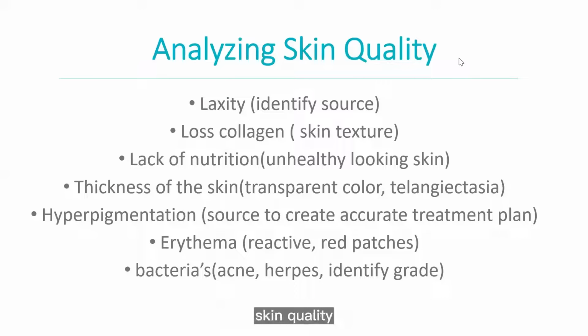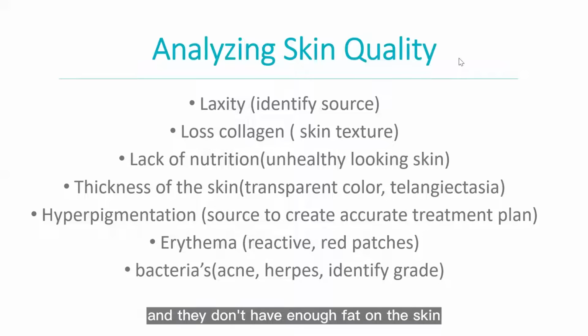When we're analyzing the skin quality, there are a couple of points that we're going to be looking at. Number one, laxity. We need to identify the source of the laxity of the skin. Is it because they're aging and they don't have enough fat on the skin? Is it because they're losing collagen? Now we're going to see the texture.